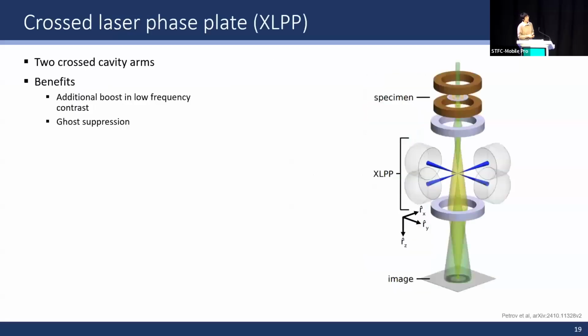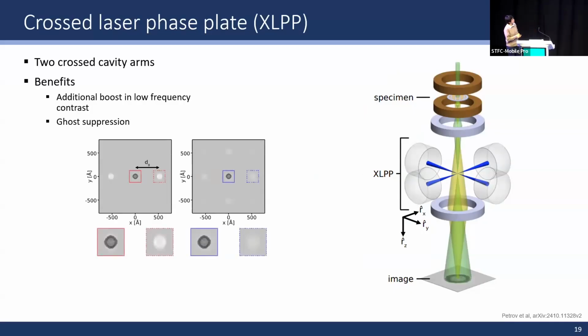An alternative approach is a crossed laser faceplate. In that case, we put two cavity arms perpendicular to each other, interacting with the electron beam. There are benefits to such a system. One is an additional boost in the low frequency contrast that we can obtain. In addition, there's a ghost suppression in some sense. In a single laser faceplate configuration, we get ghosts on either side of the fundamental image. With the cross faceplate, because it's a 2D grating now, we get more ghosts, but each ghost is reduced in intensity.